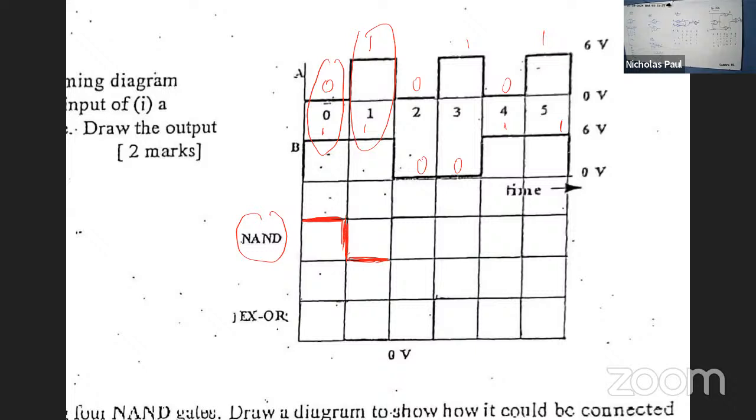Complete the truth table. Sorry, not a truth table. Complete the graph for NAND and EXOR.